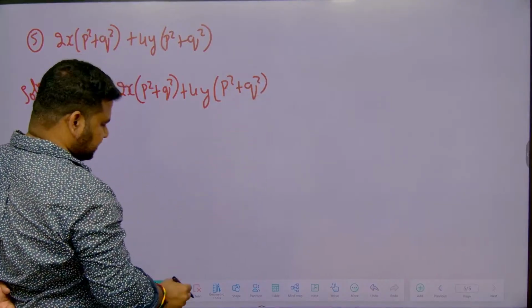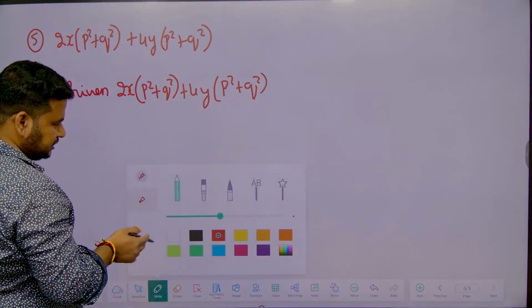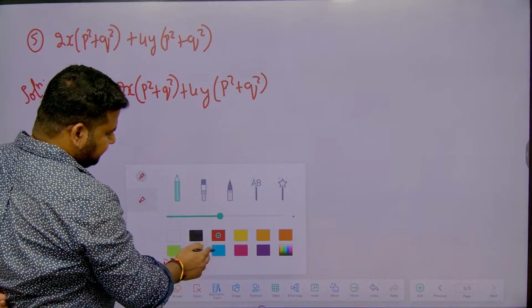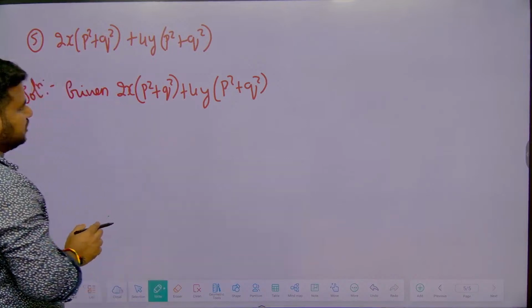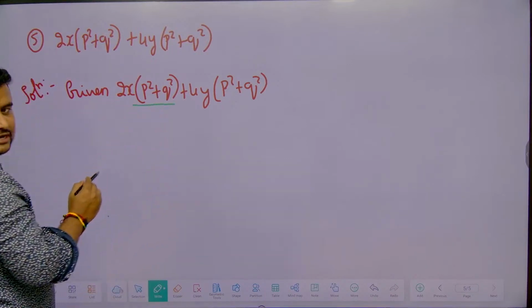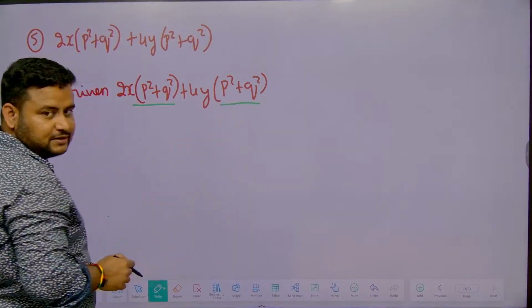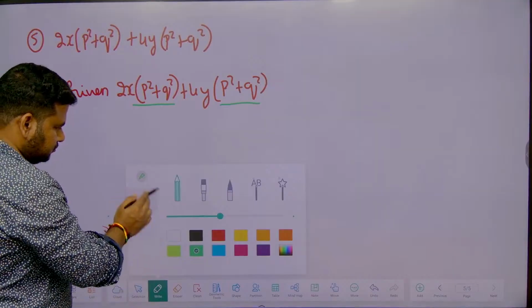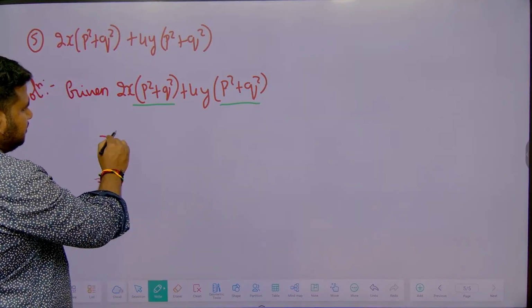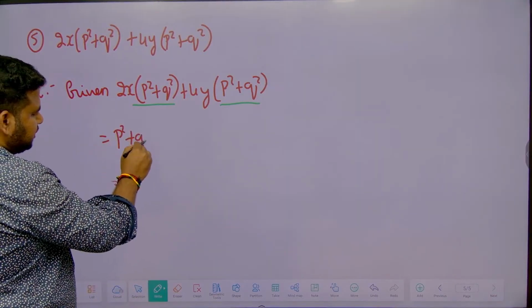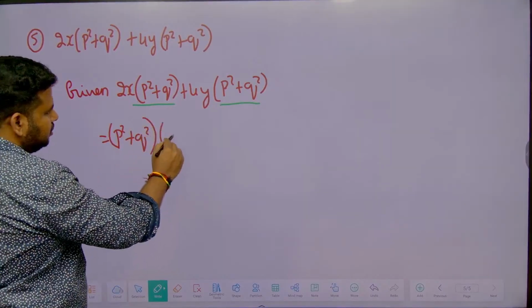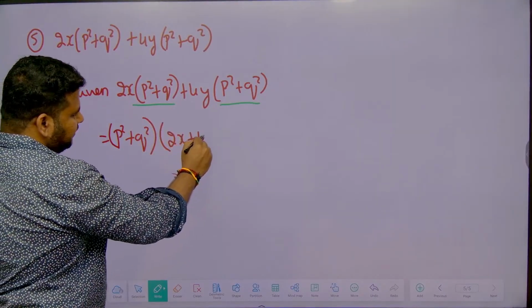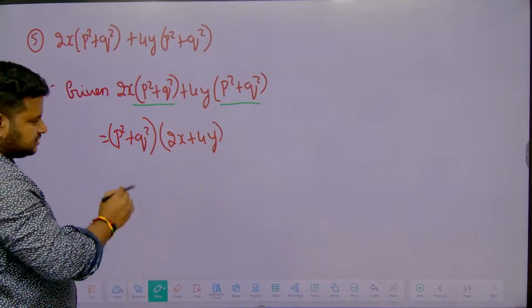So, let me use some other color to show the notation of those things which are common. Now, see here in this, what is common? P square plus q square. Here also p square plus q square is common. Can I take that outside? Yes, same like previous question. You can take it outside. So, this will become p square plus q square. If you take it outside, what is left inside? 2x plus 4y. That is it. This is the final answer.